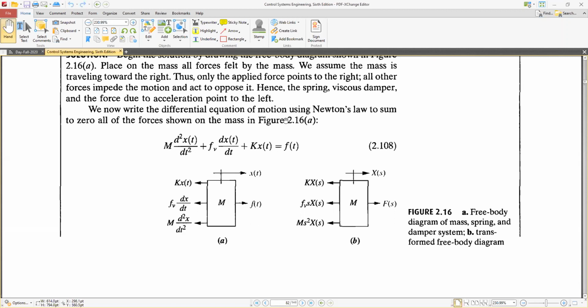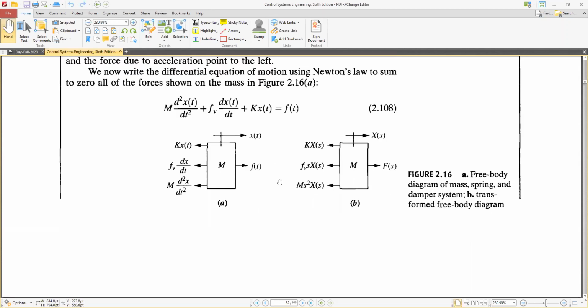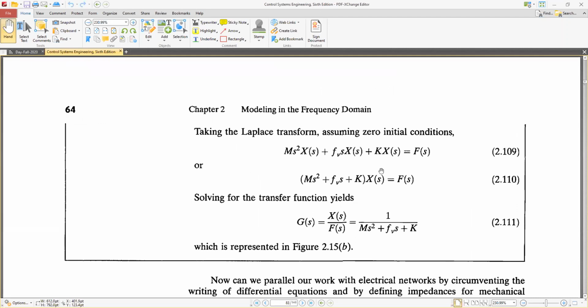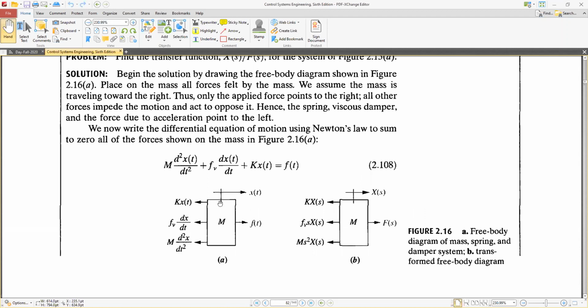We now write the differential equations for motion using Newton's law to sum to zero all of the forces shown on the mass in figure 2.16a. Now convert it to the Laplace transform: k x(t) becomes k X(s), fv d/dt of x becomes fv s X(s), and m d squared x over dt squared becomes m s squared X(s), equal to F(s). Again, figure A. See, m.